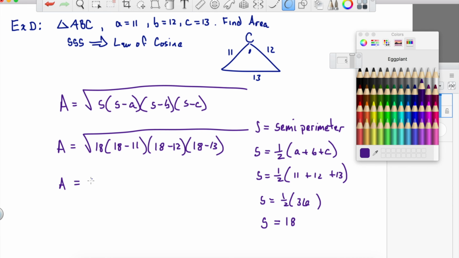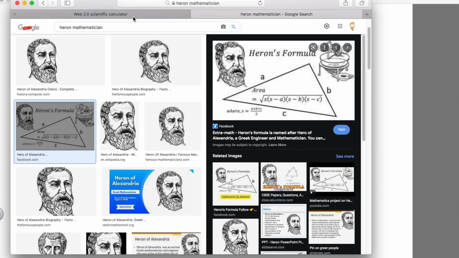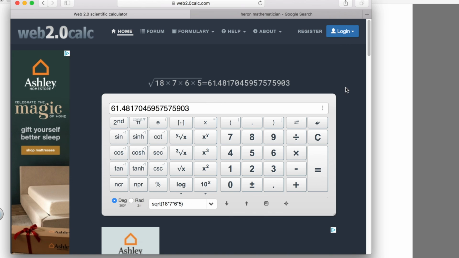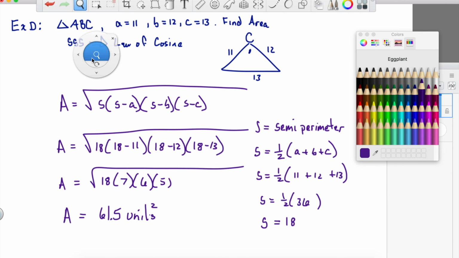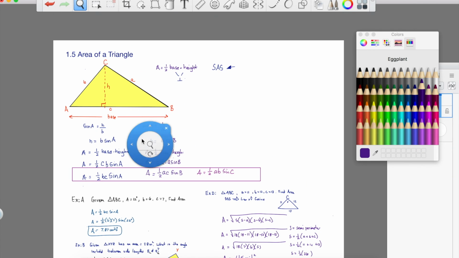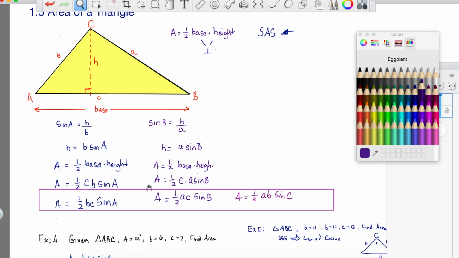Area equals 18 minus 11 is 7, 18 minus 12 is 6, 18 minus 13 is 5. And I already have that calculated. Square root of 18 times 7 times 6 times 5, 61.5 units squared. Okay, so that's it. A quick equation for finding side, side, side, and a pretty quick equation if we've got side, angle, side. There it is.